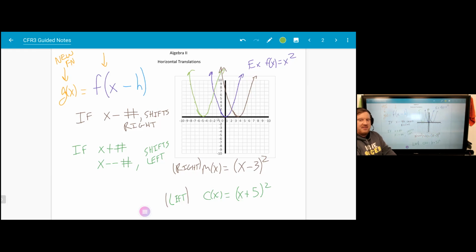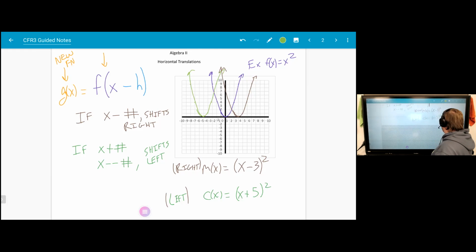Okay. That is horizontal. And that's why we did the pre-work. I wanted you to really see what was going on with that. So now that we understand how that works on the inside, let's look at an example question that would contain this.